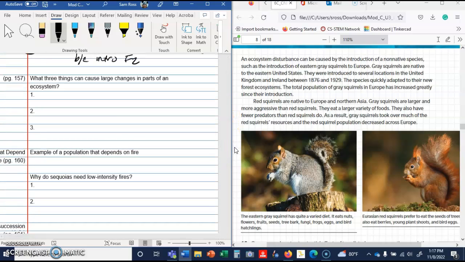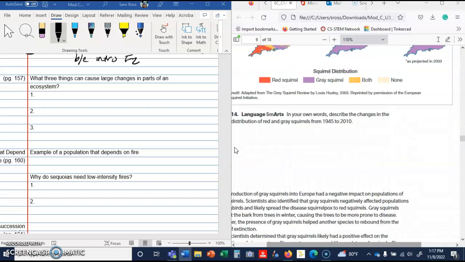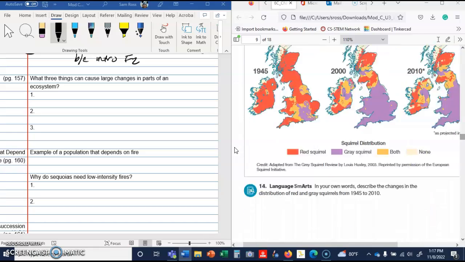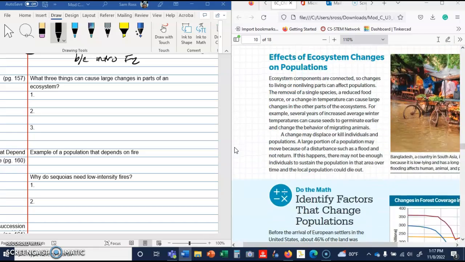Okay, so now we're on to 157. I don't know what page I'm on, honestly. What page is this? That's 156. This is 157. Cool. What three things can cause large changes in parts of an ecosystem?